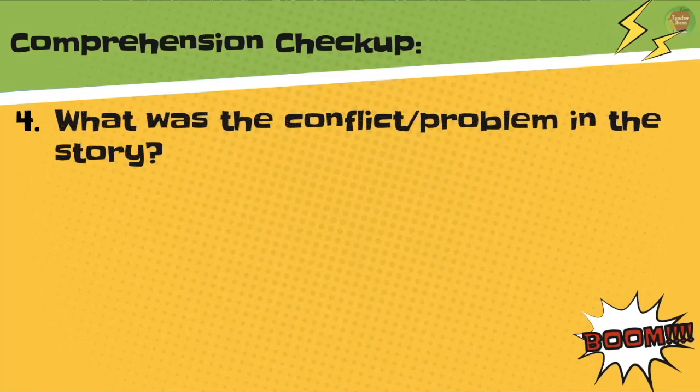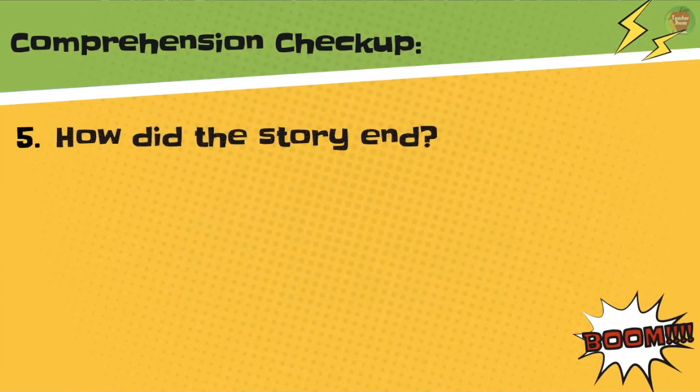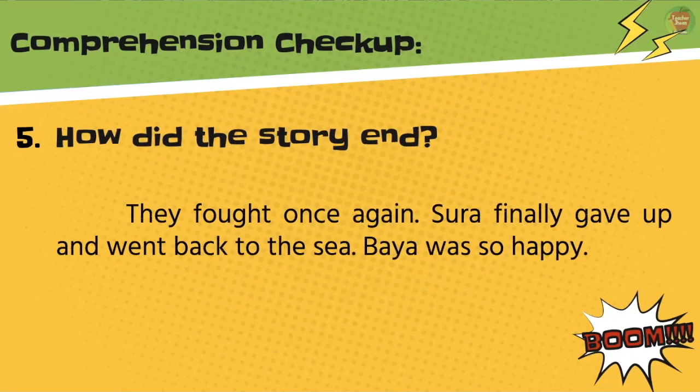What was the conflict problem in the story? The conflict problem in the story was when Sura broke their agreement and looked for some food in the river because he was hungry. Baya got very furious and they fought again. How did the story end? They fought once again. Sura finally gave up and went back to the sea. Baya was so happy.